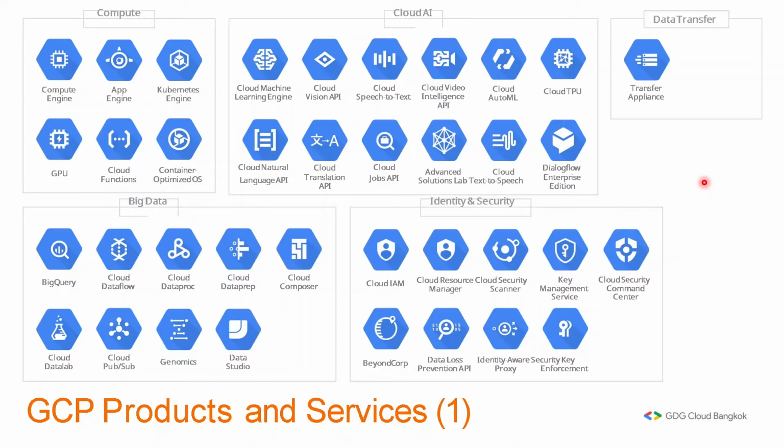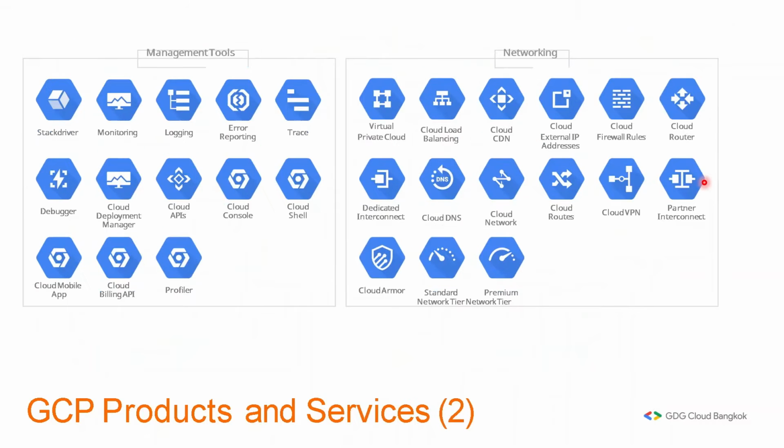And in Big Data, we have BigQuery, Dataflow, Dataproc, Dataprep, Composer, Cloud Pub/Sub, and Data Studio. And in Identity and Security, we have IAM, Resource Manager, Security Scanner, Key Management Service, Cloud Security Command Center, and so on. And in Data Transfer, we have Transfer Appliance. We will talk about every service in later classes.